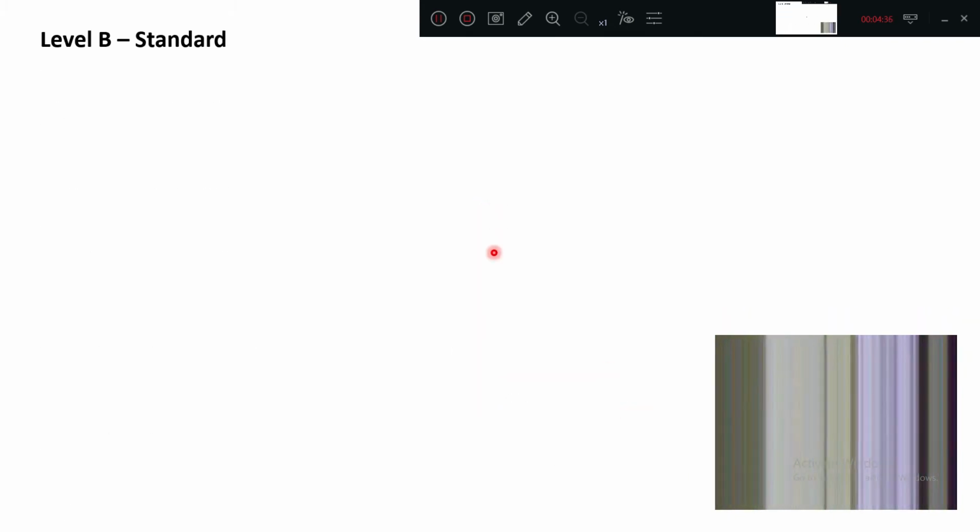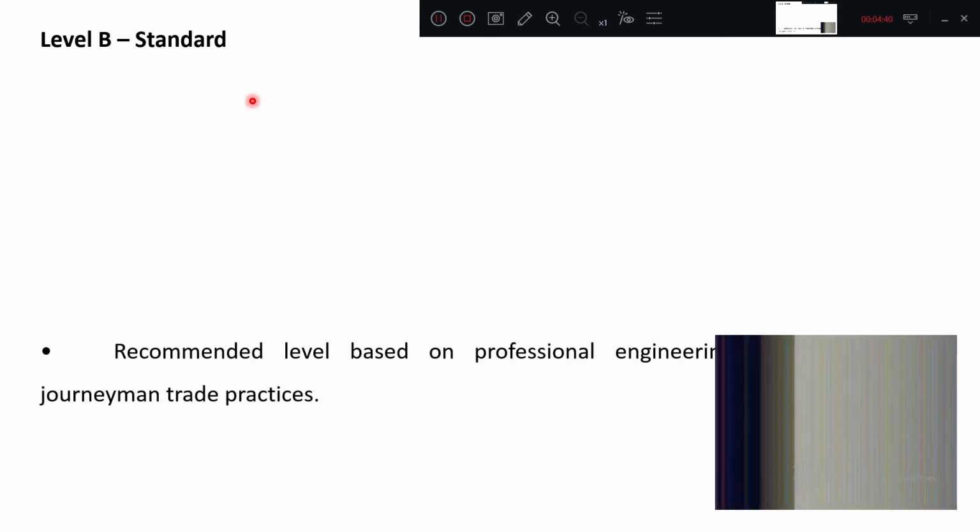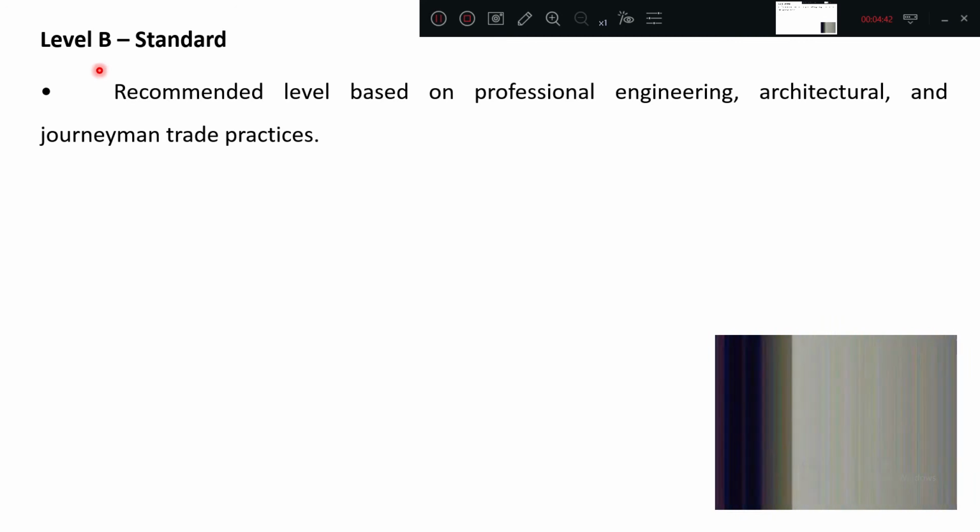Now if you go to the next one, what is this? Level B standard. The first one, level A, was superior. Here we call it the standard level.